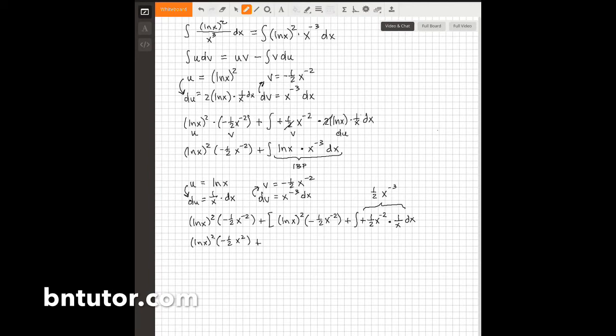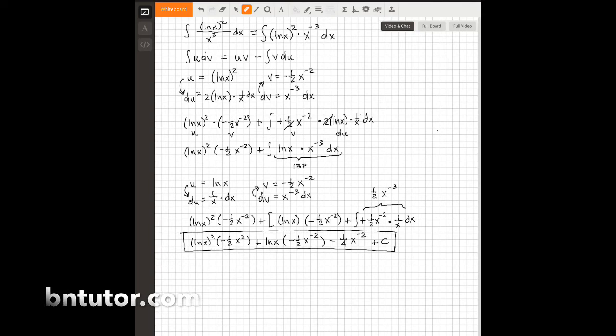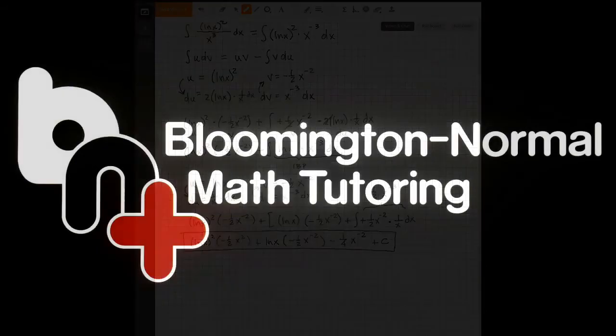A quick note that natural log of x squared should just be a natural log of x. So we have natural log of x times negative 1/2 x to the negative 2. And this antiderivative is simple enough to maintain, which is minus 1/4 x to the negative 2 plus c, which could be simplified further, but this is solid enough for our final answer.